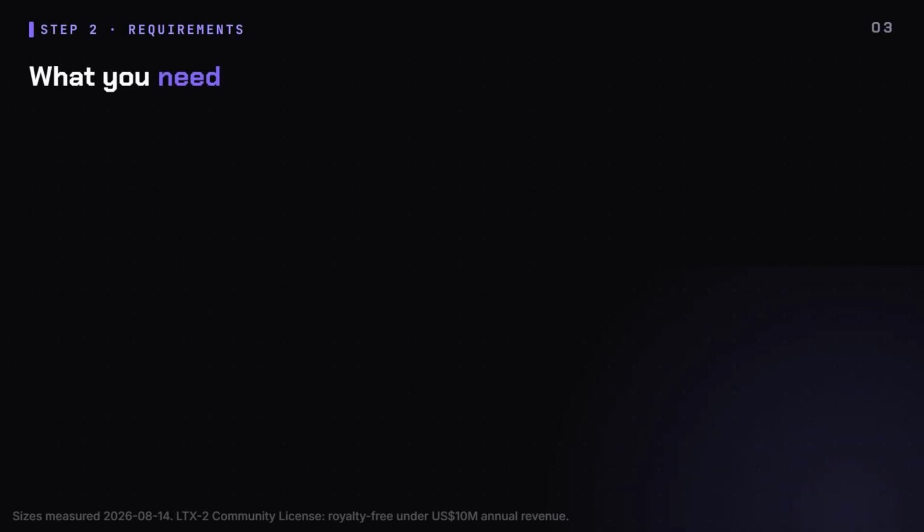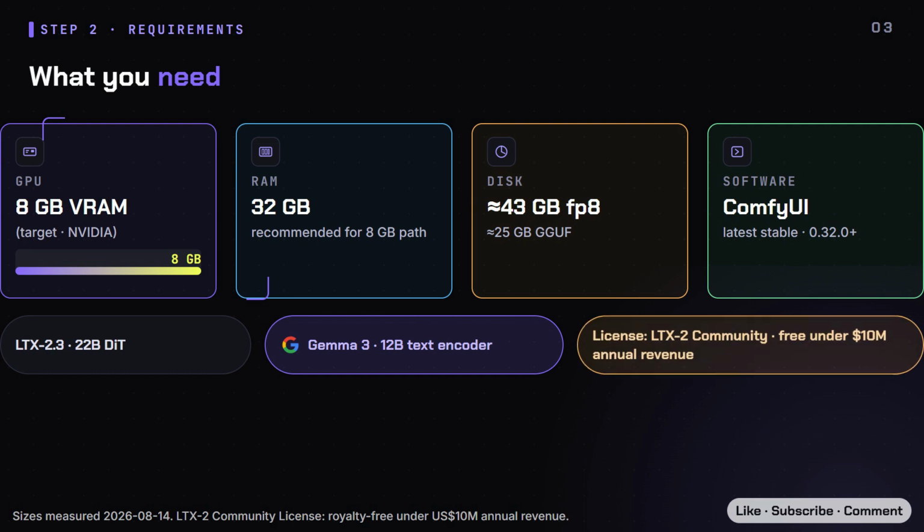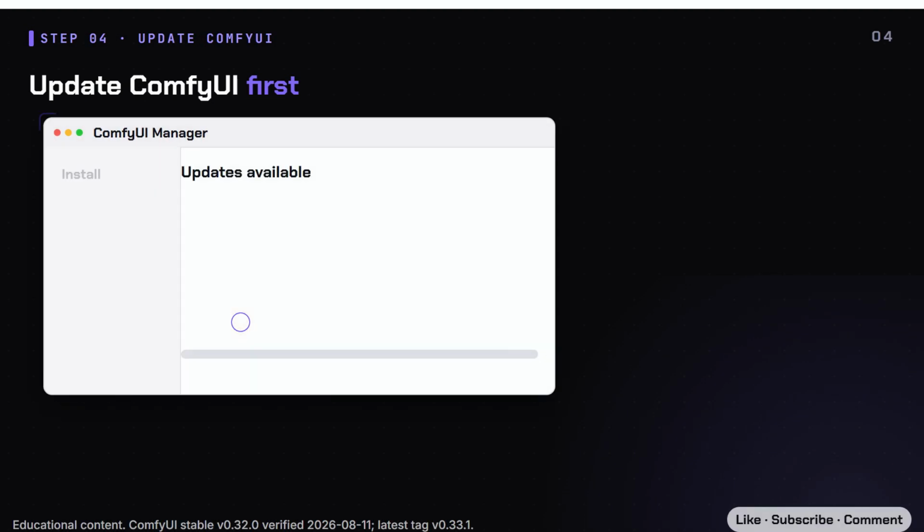Here's what you need: an NVIDIA GPU with 8 GB of VRAM, that is our target, and 32 GB of system RAM is comfortable. Disk space? About 43 GB for the official model set, or around 25 for the compact GGUF route. Software, the latest stable Comfy UI. That is it.